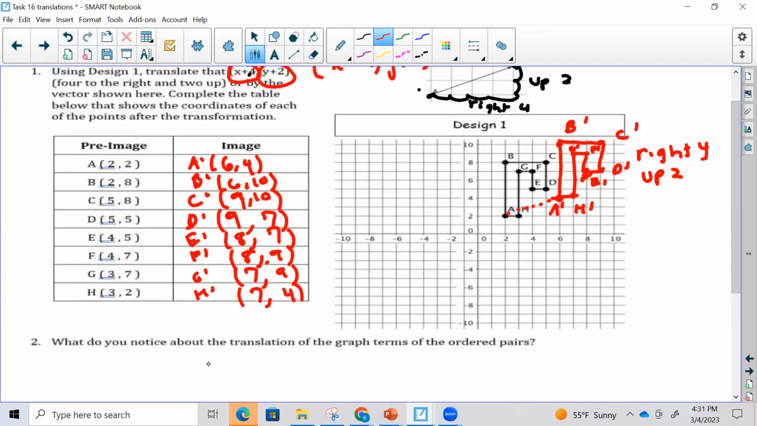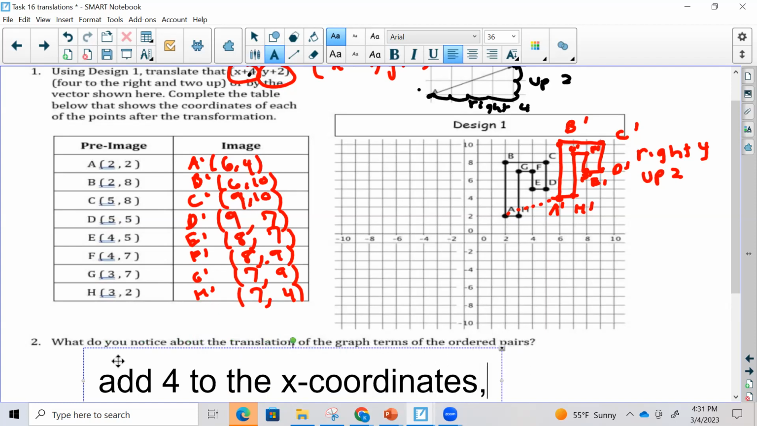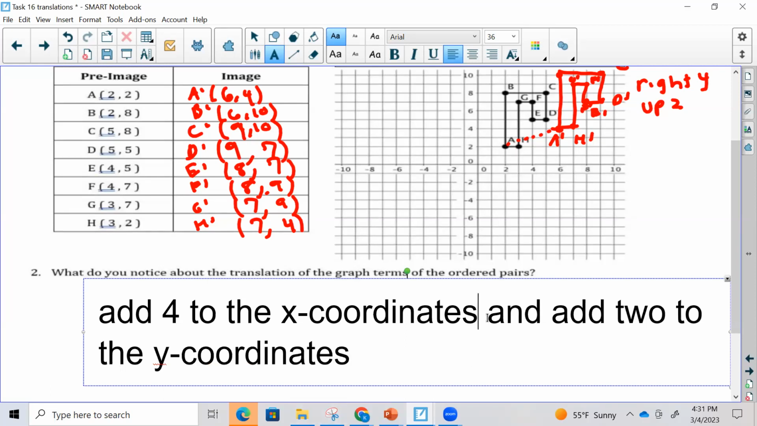Okay. So it says, what do you notice about the transformation of the graph in terms of the ordered pairs? And it's exactly what we just said. For the ordered pairs, we're going to add 4 to the X coordinate and add 2 to the Y coordinate. So that vector or that rule tells us exactly what we're doing. Okay, and that's a translation.